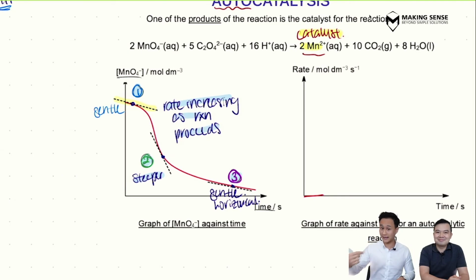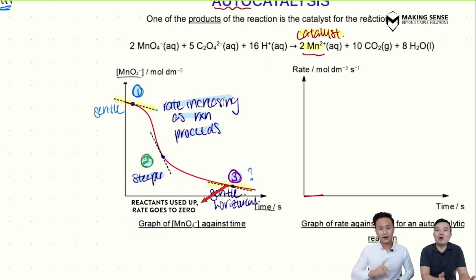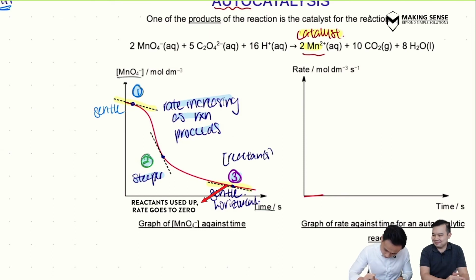Now, towards the very end, Mr. Leong, can we explain this weird little phenomenon? Because I would have a lot of products, right, at the end, a lot of catalysts. So why is my reaction so slow? Because you're nearing the end of the reaction, because all the reactants are getting used up. Okay. So the concentration of the reactants is basically close to zero, all right?